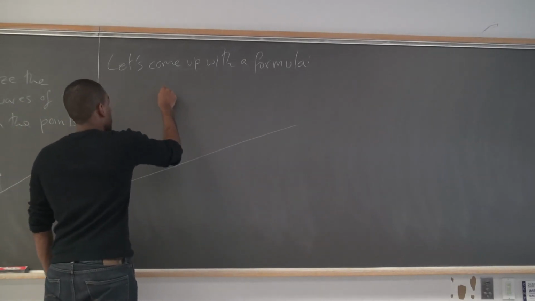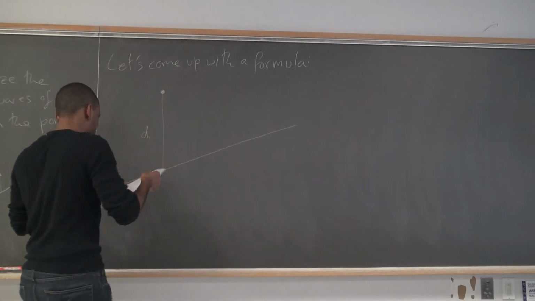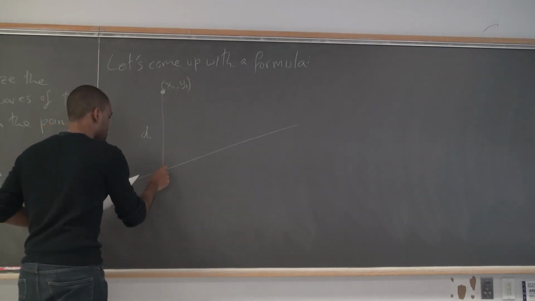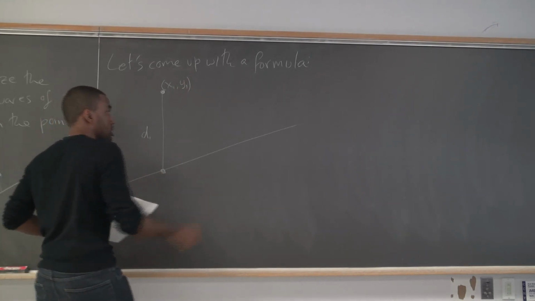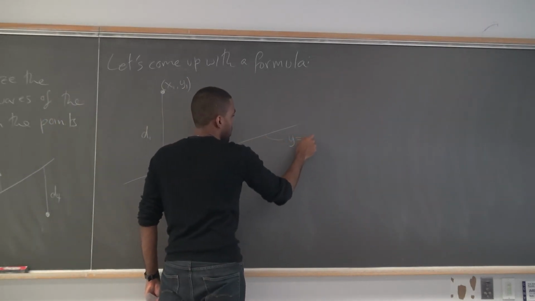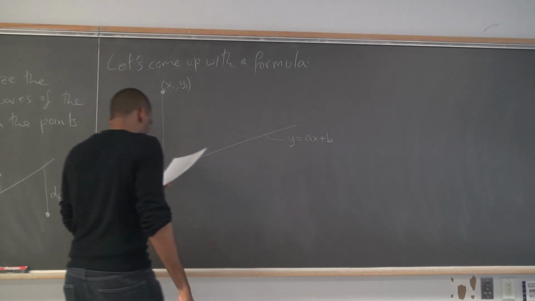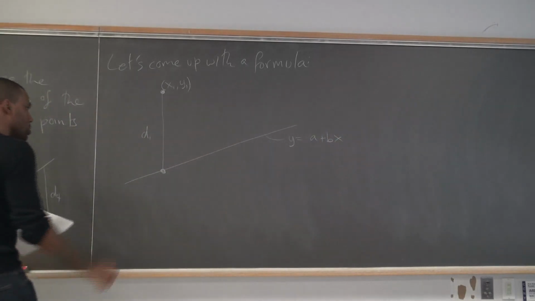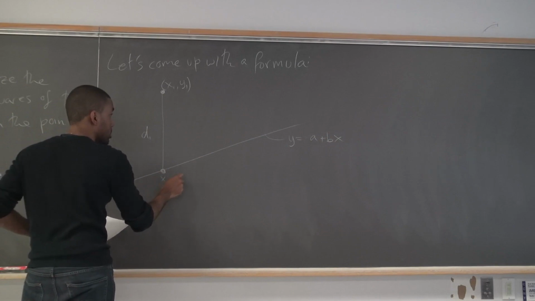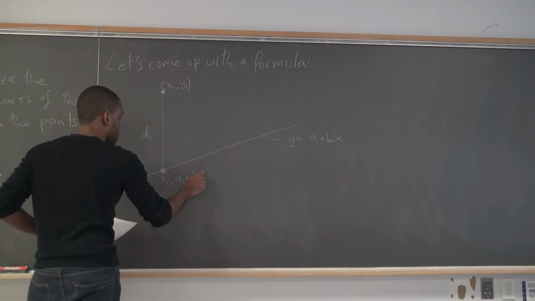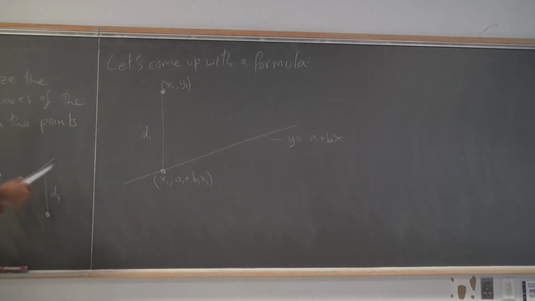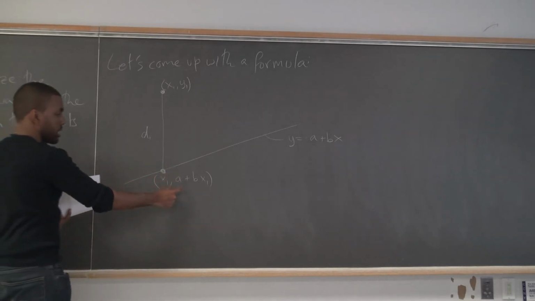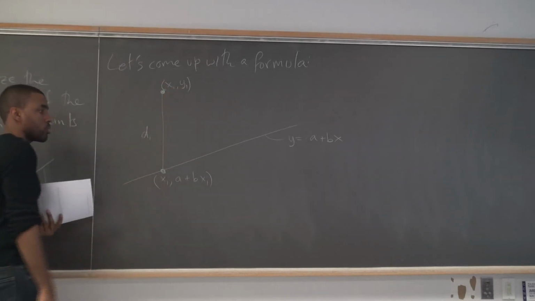Here's the line. Let's look at D1. Let's call this point x1, y1, and this point here is on the line, whose equation we're going to call y equals a plus bx. Sorry, they use a plus bx. That's their general form. So here, this would be x1 comma a plus bx1. So all the points on this line look like this, and a random point would just be that coordinate.